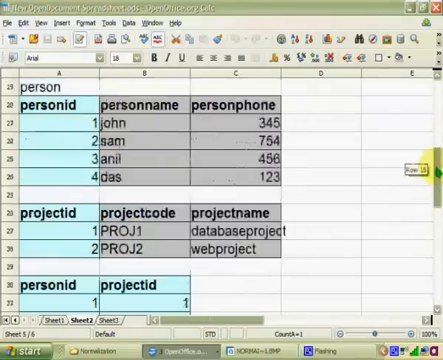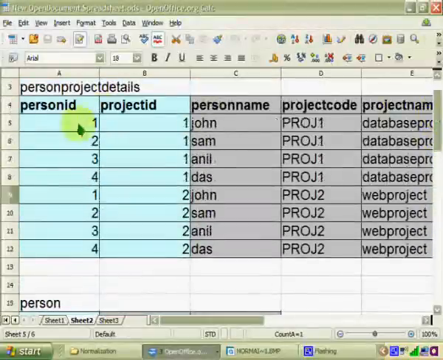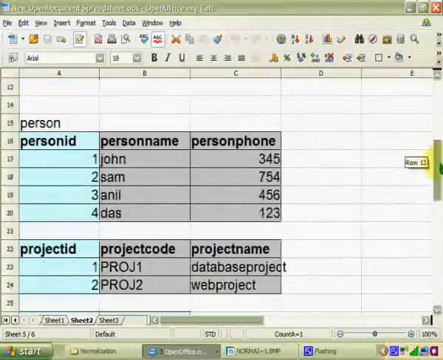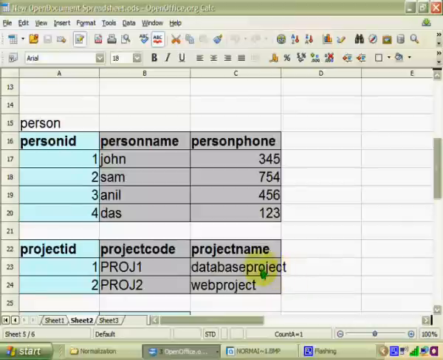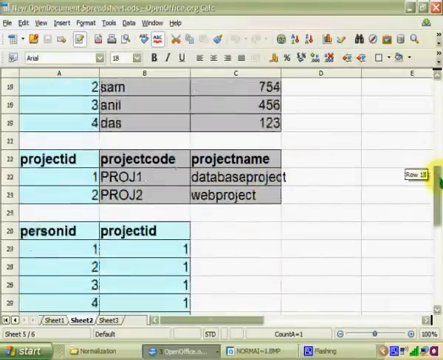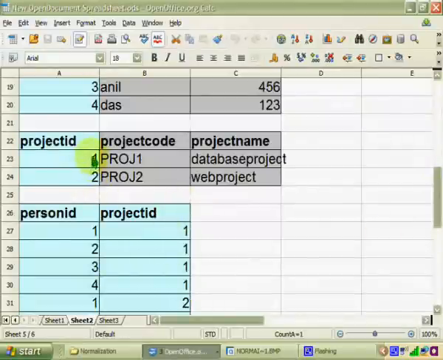So by joining these 3 tables, I can get all of this information. And if I want to change the name from database project to database extended project or something like that, I need to change it in only one place, and it will reflect for everybody. It will reflect for each of the associations. Every time project ID 1 comes, the project name will be changed in your result. So when I split this table, I store the information non-redundantly, and I can join the tables to get the complete information.